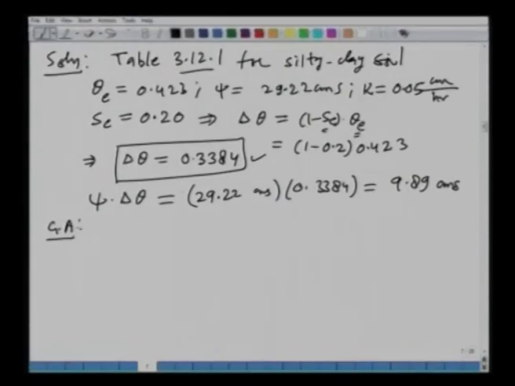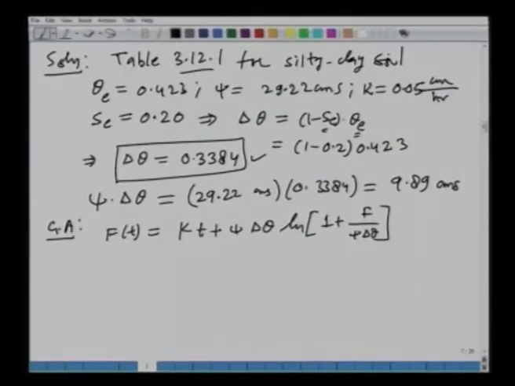Now we write the Green-Ampt equation. We have determined various parameters and variables that are involved in this. So F at any time t by the Green-Ampt equation is given as Kt plus psi delta theta times natural log of 1 plus capital F over psi delta theta.